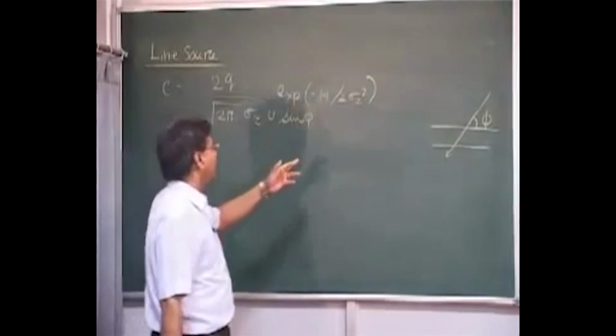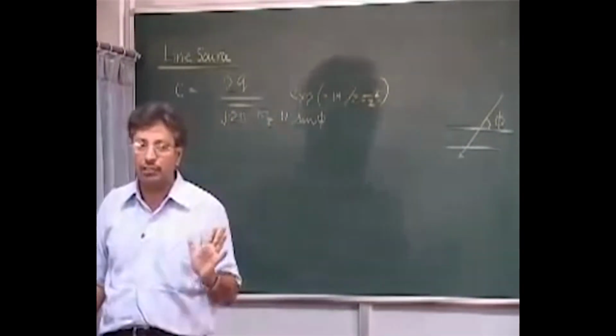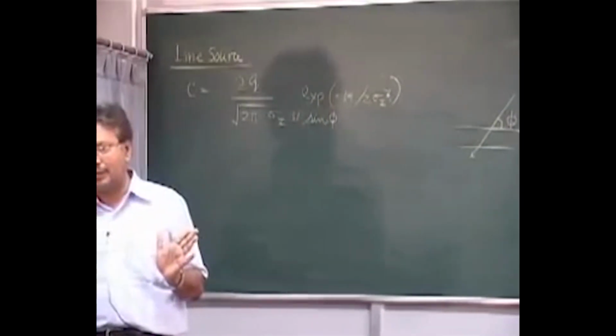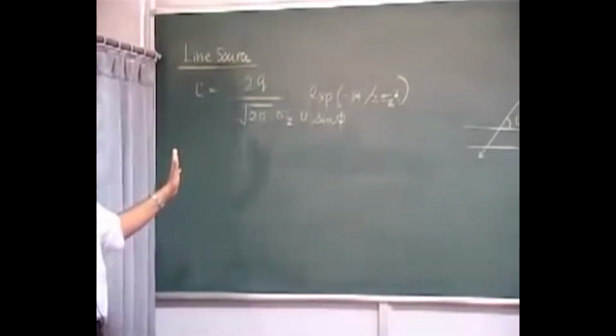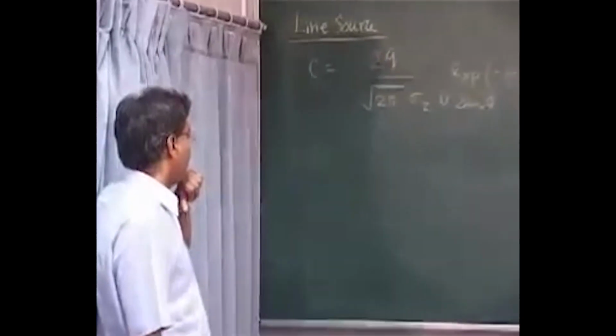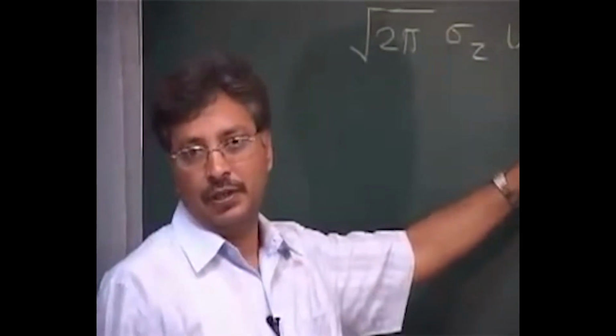So to avoid that, the angle should generally be more than about 20 degrees or so for this to be very valid. If it is very low, then you get very high concentrations. Okay, we'll stop these discussions here, but just see where the sine phi appears.